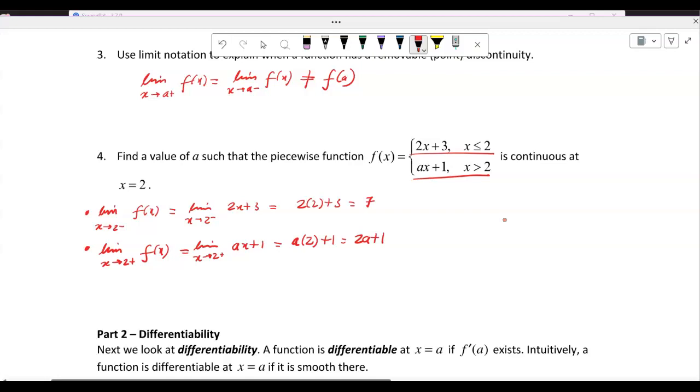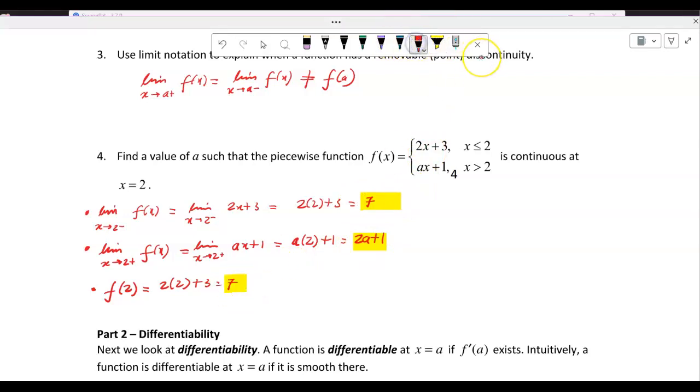And also f(2) is equal to 2 into 2 plus 3. Now which one will you use for f(2)? The first one, because equal to is there. So 2 into 2 plus 3, that's 7. So 7 is my left hand limit, this is my right hand limit, and f(2) is 7. All three have to be equal. All three have to be equal.